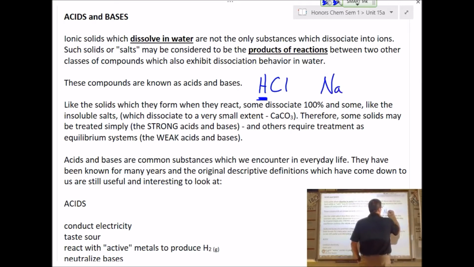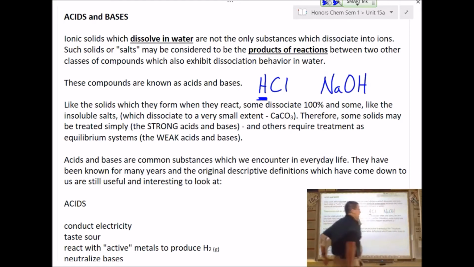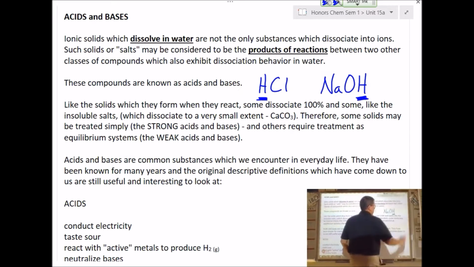And other than seeing hydroxide in the back, how do you know that's a base? Skip the OH, because not all bases have OH, which is kind of wacky. So if you can tell that it's an acid with a hydrogen in the front, you can tell it's a base because there's a hydrogen in the back. If it ends with a hydrogen, you're looking at a base. If it starts with a hydrogen, you're looking at an acid.